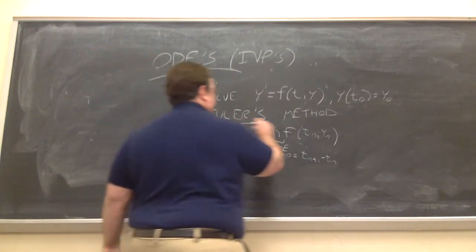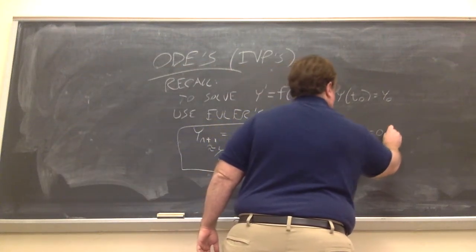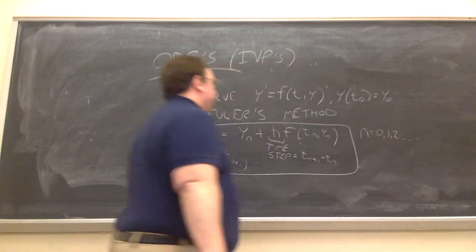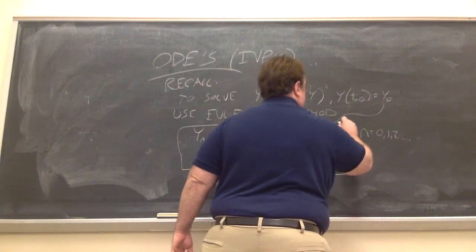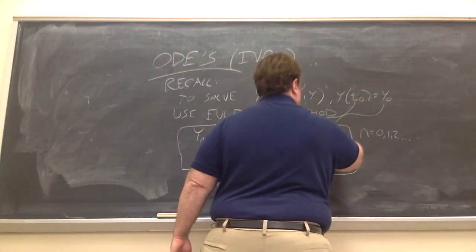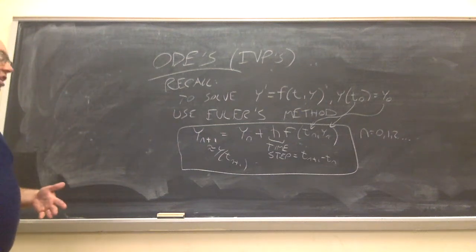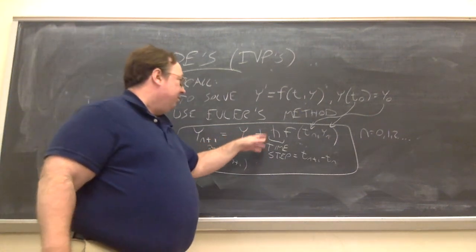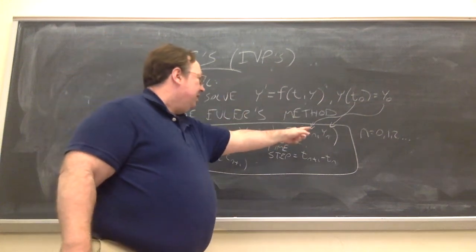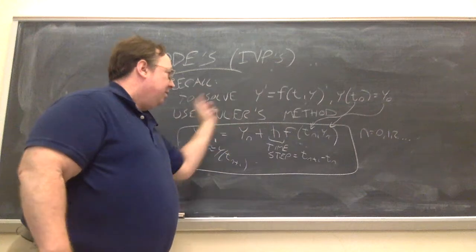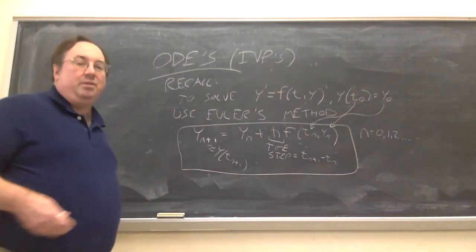So this is the whole method right here, starting from n equals 0, 1, 2, and so forth. So in other words, your initial value is what goes in there first, as well as your initial time. So your initial condition kicks things off, allows you to go from y0 to y1, then y1 and t1 get plugged in here to give you y2, and you just keep going until you reach your final time, whatever that might be.